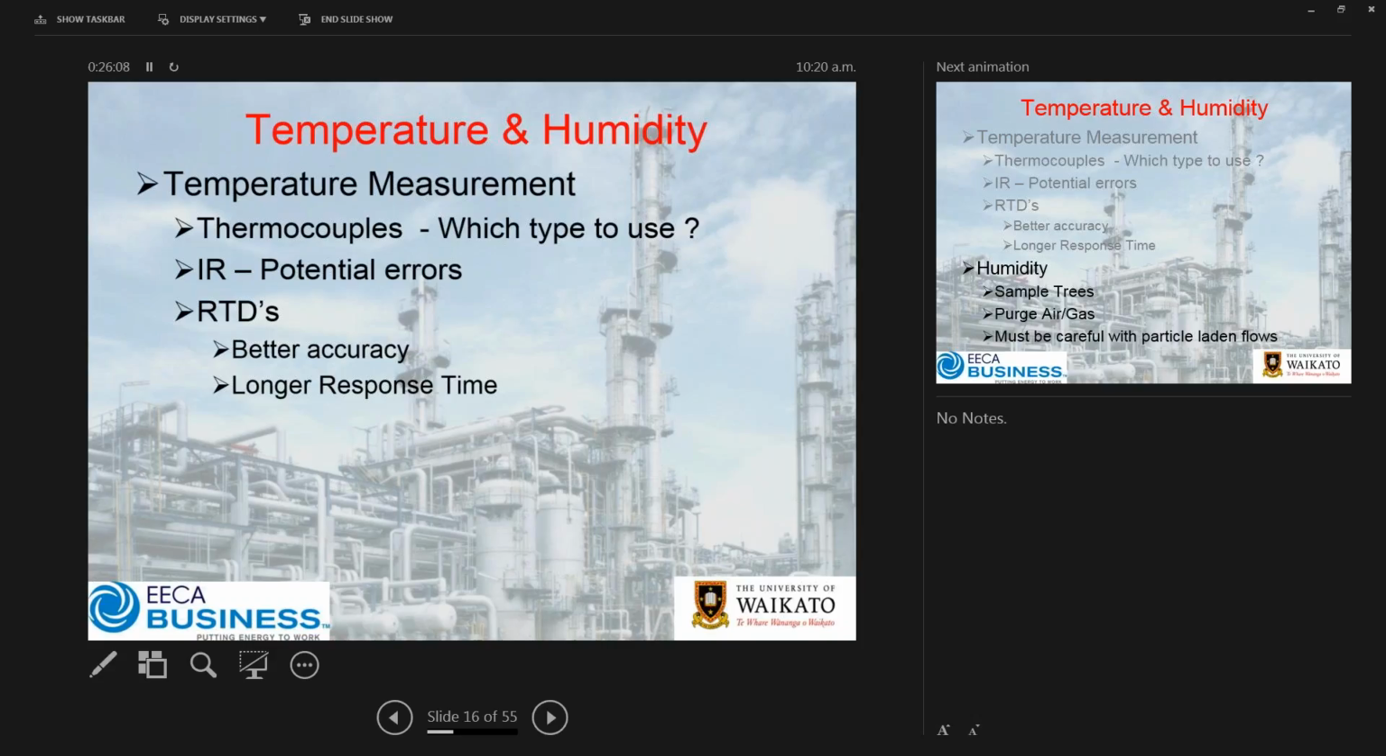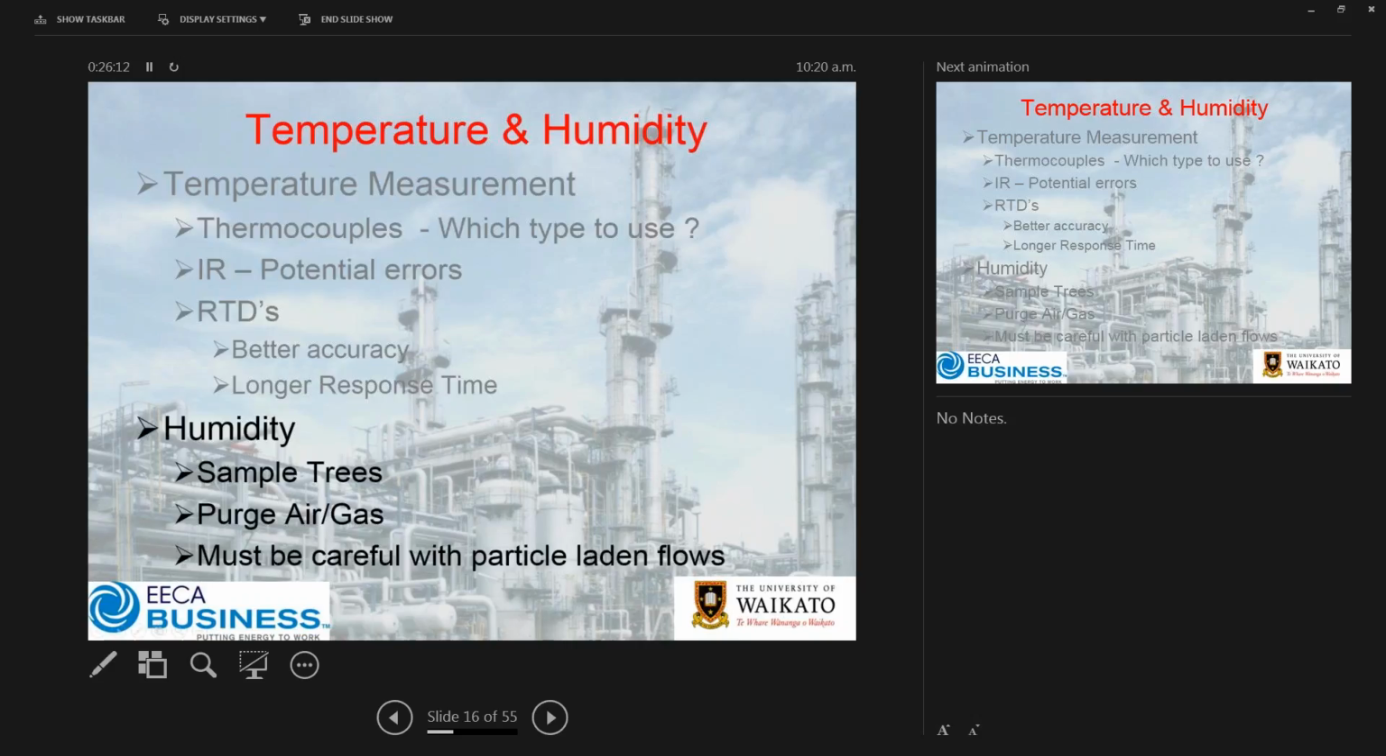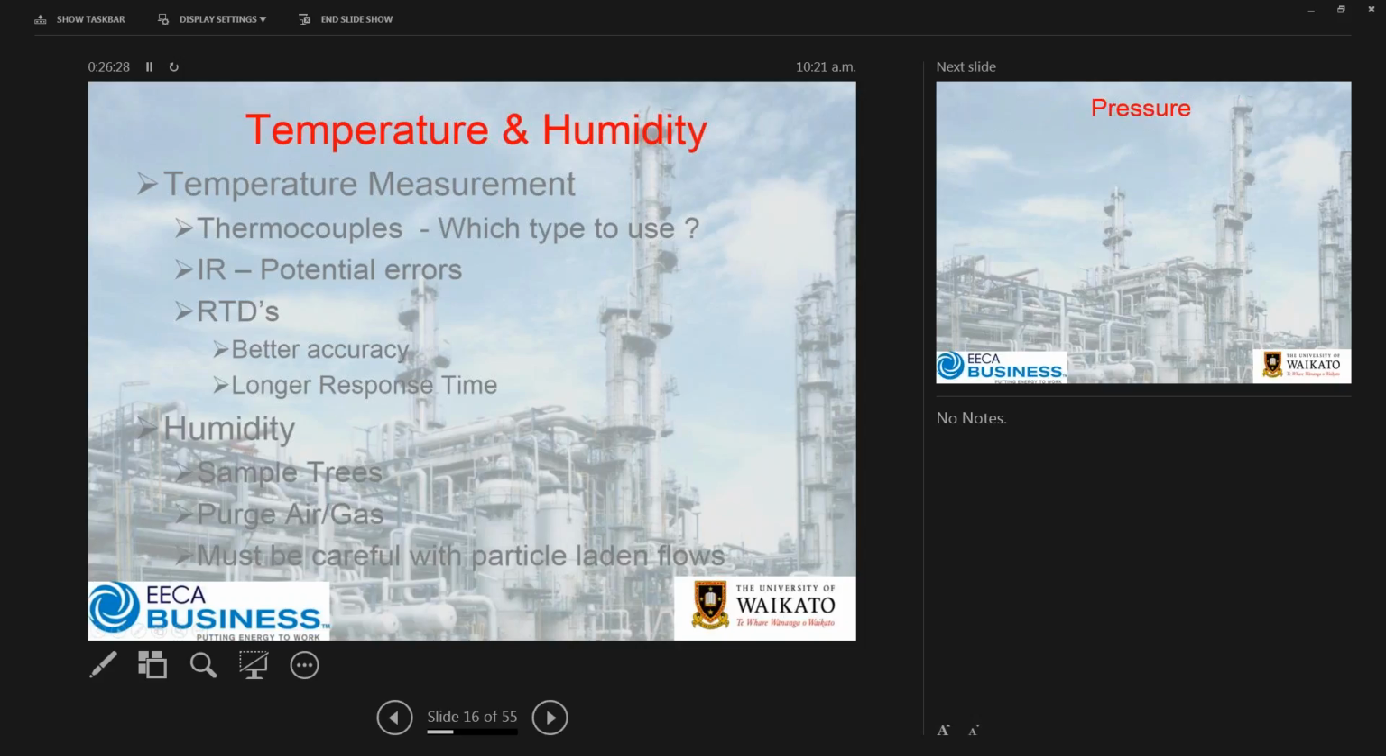Obviously if you've got a process stream, you might need to be careful about sheathing those transducers. With humidity you might need to be very careful with your sample trains and purge air or gas to be able to take a consistent sample, and obviously particle laden flows can become a problem. They will destroy your humidity probe very quickly.